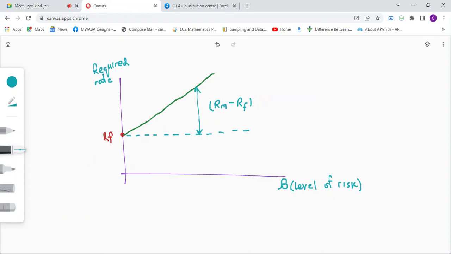All right, so we're looking at the capital asset pricing model. This shows the relationship between the level of risk, which is found on our x-axis, and the required rate of return. So CAPM shows the relationship between the level of risk and the required rate of return, and the level of risk is measured by the beta coefficient.